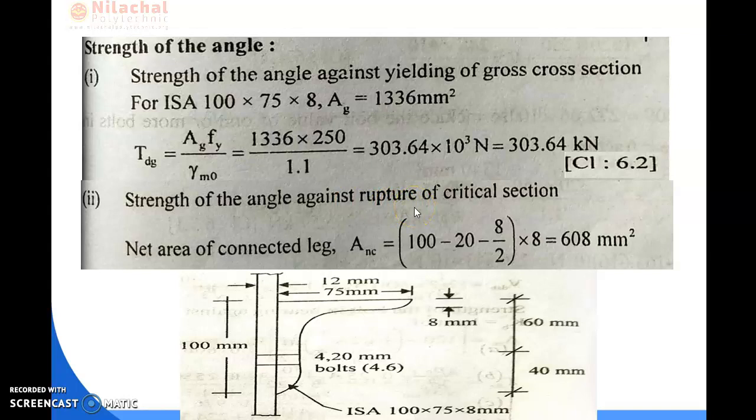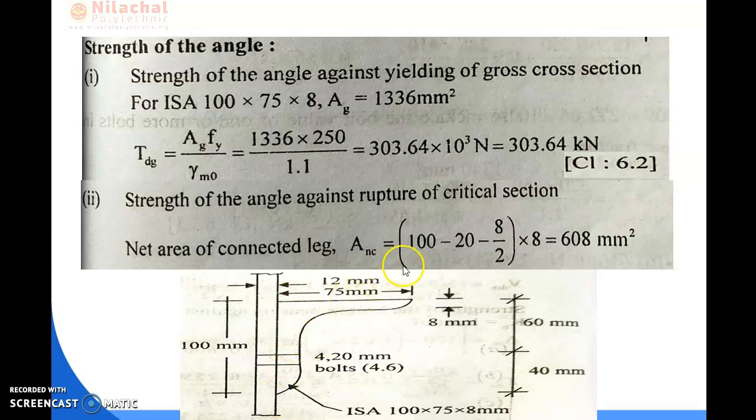So we know that in case of rupture, the calculation for plate section is different and the calculation for angle section is different. So for the calculation of angle section, first of all we need to calculate the net area of the connected leg. Connected leg means the leg which is connected to the gusset by the help of bolting. So first of all we need to calculate the area of this portion.